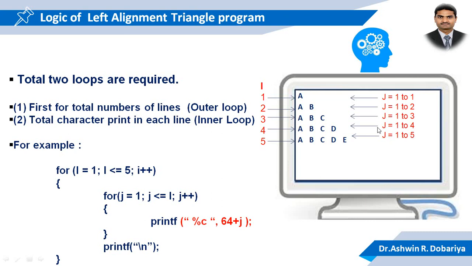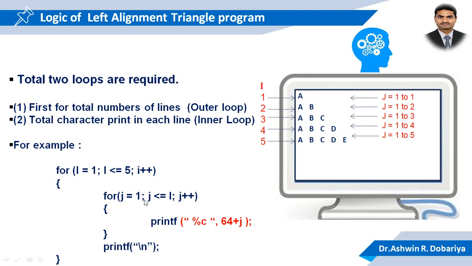If we analyze the value of the j counter variable, it always starts with 1. So j is initialized to 1, but the end value 1, 2, 3, 4, 5 we receive from i, the outer loop counter variable. So we set the inner loop as j is equal to 1, j less than or equal to i, and j plus plus. This is the first logic: how to set the counter variables for the outer loop and inner loop.